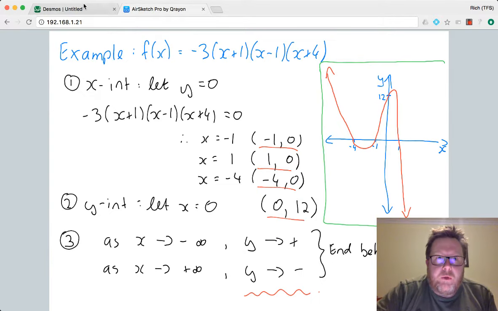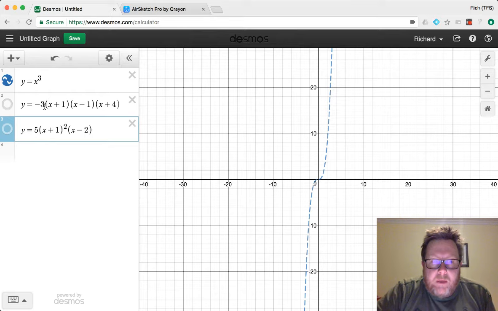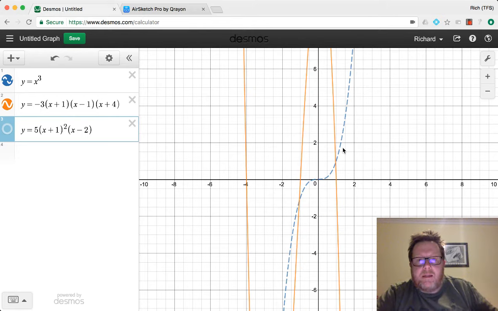Now, if we go over to Desmos, here's a little function I prepared earlier. So there's the base graph again, like so. Here's the one that we just worked out. And if I click on like so, you will see that the graph, I'll just zoom in probably a bit better, even though we can't see everything.